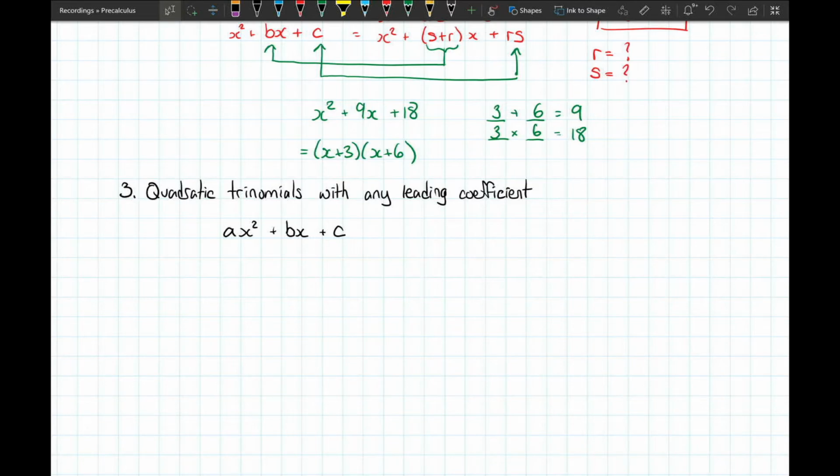In this case, it might be easiest just to follow along with an example to see how this works. Let's suppose we have 6x squared plus 7x minus 5. Matching up is important here. Make sure that things are in the correct order, so you can see that a is equal to 6, b is equal to 7, and c is equal to negative 5. Any of these three values, a, b, or c, could be negative.